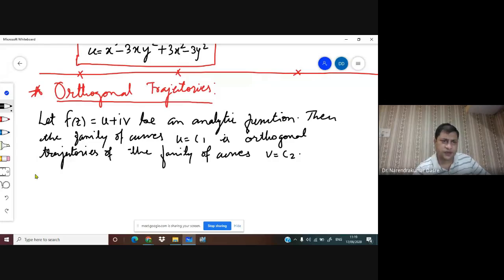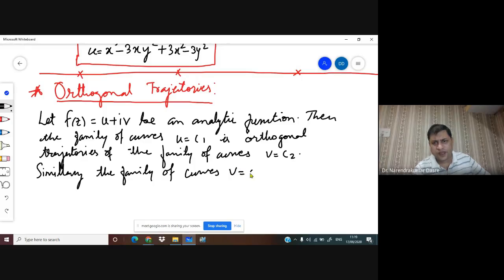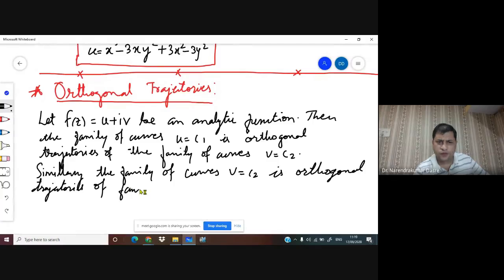And we can say, similarly, we can say the family of curves v is equal to c2 is orthogonal trajectories of the family of curves u is equal to c1.